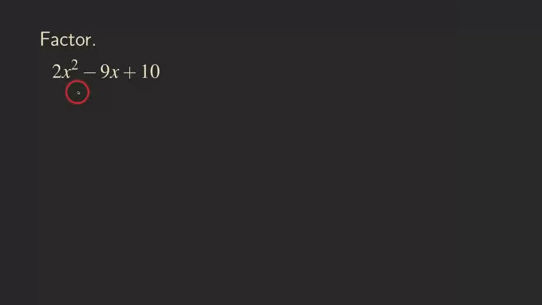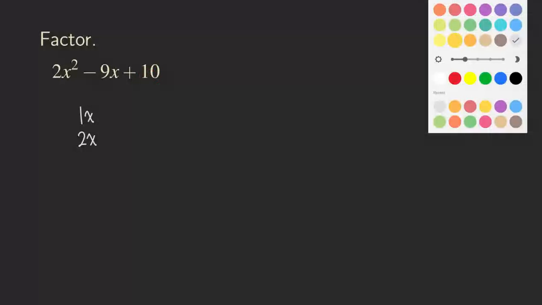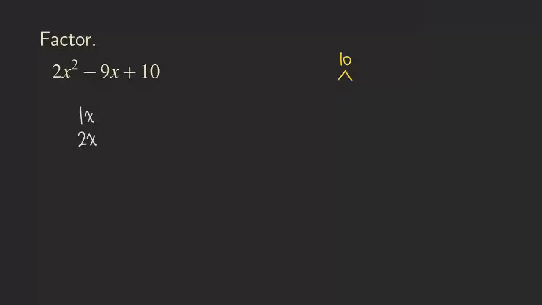So we have this one, 2x squared minus 9x plus 10. Just like the previous example, we are going to start by writing 1x and then 2x. That's simple because 2 is a prime number, so that makes the combination easy, because 1x times 2x gives us 2x squared. Now, what about the 10? For the 10, we can have 1 and 10, and then 2 and 5.